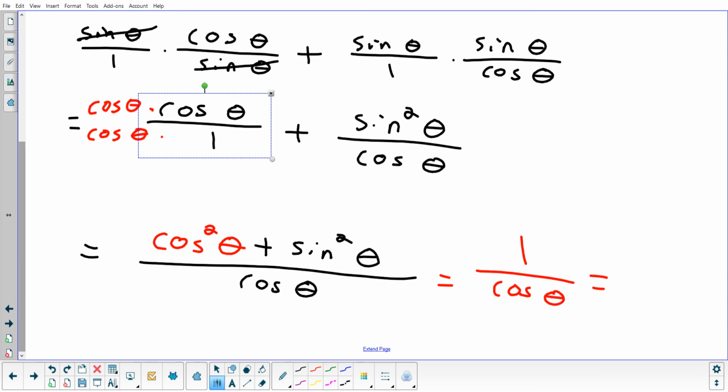Now we're starting to get something that's pretty simplified. What's 1 over cosine? Yeah, secant. And at that point, you're done. There's nothing else you can do with that. It's a single trig function. There's no arithmetic, there's no fraction, just secant. It's as simple as you can get it.